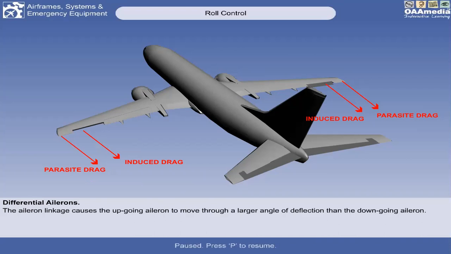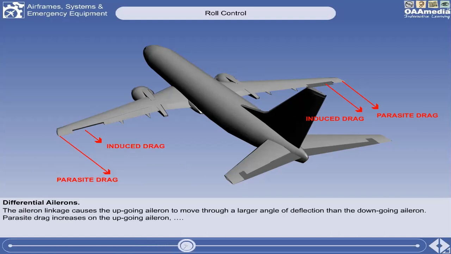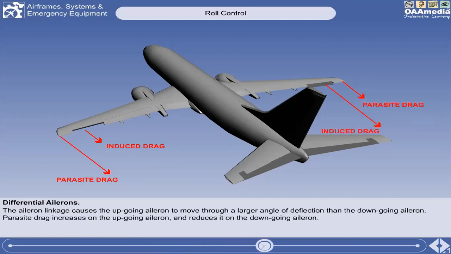So one way to compensate for that is by using a differential aileron, wherein the upgoing aileron, the aileron that deflects upward, has a bigger angle of deflection compared to the aileron that deflects downward. This increases the parasite drag on the upgoing aileron and reduces it on the downgoing aileron.